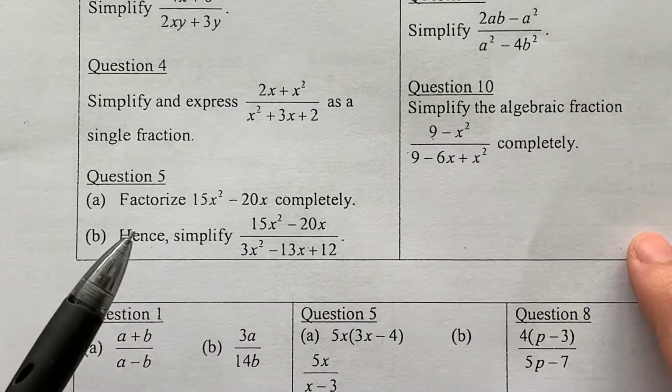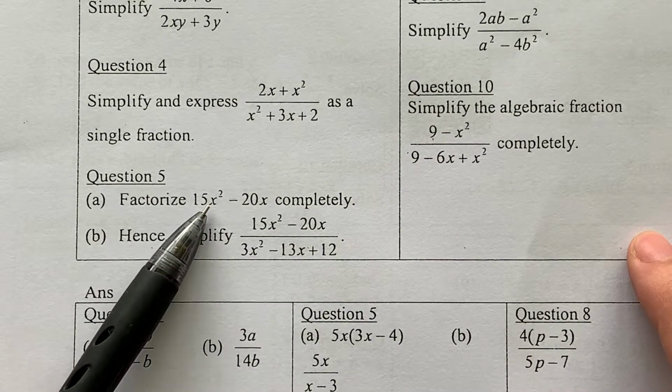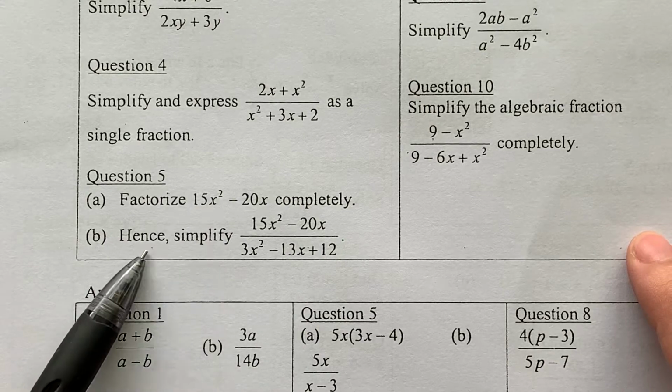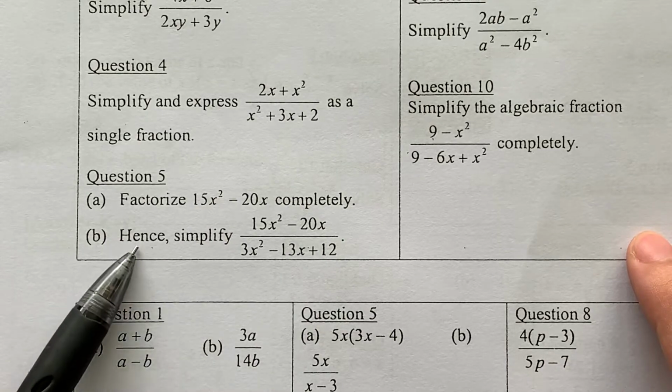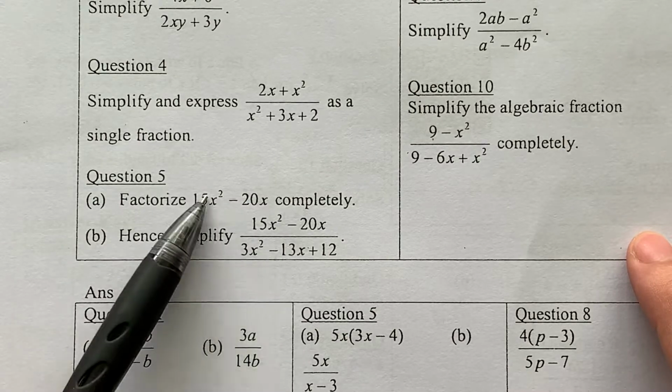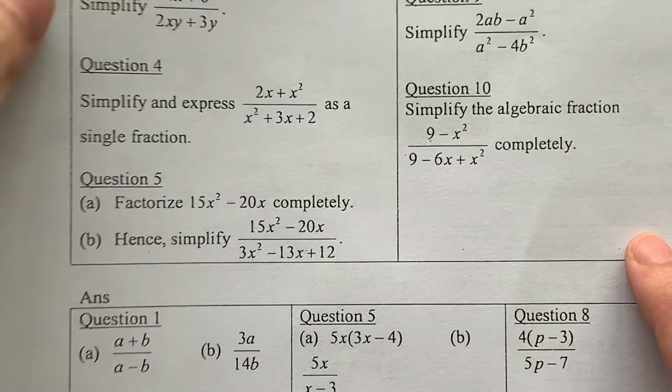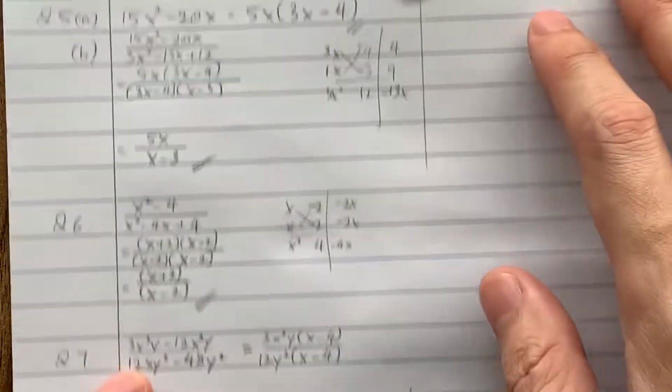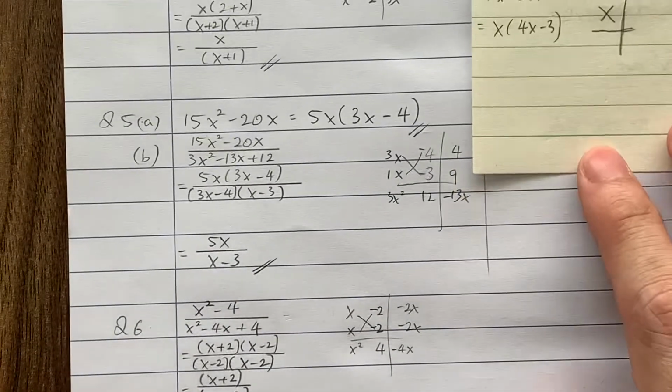Okay, so for question 5, we need to look at the question. Well, they ask us to factorize this completely. So I'm going to factorize and then hence simplify. So you can see the word hence is pretty important. You got to use this again, and this is an easy version because these 2 are exactly the same. I can just use the answer for part A.